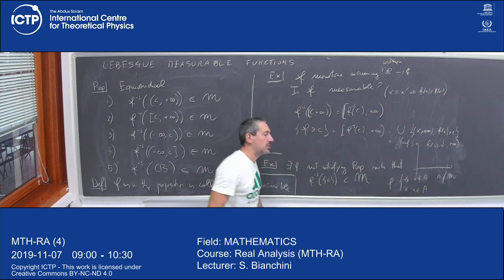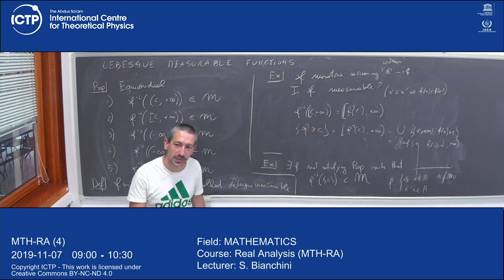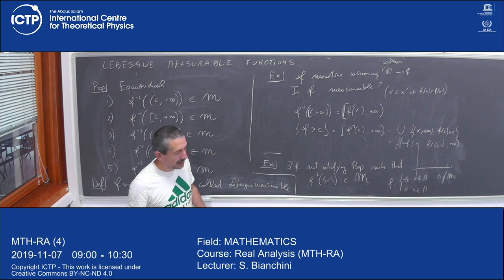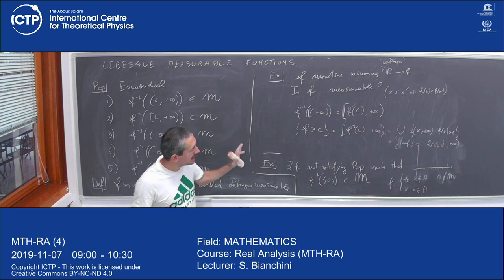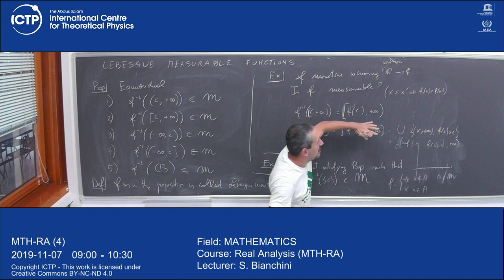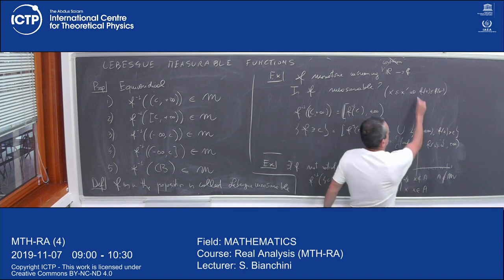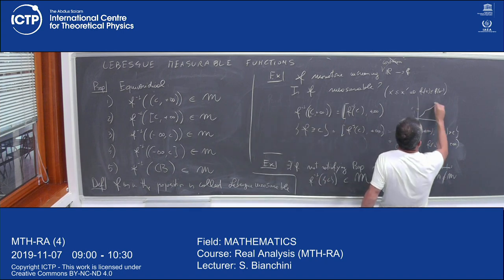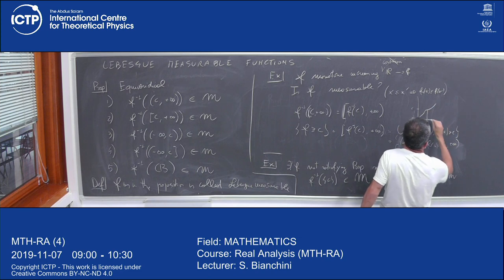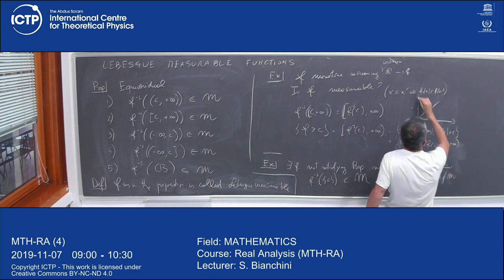But okay, I don't want to enter into details, I leave it to you. The proof is just rewriting this condition into this observation. If I have c here, and this is the counter image, all these points here have a value which is above c.